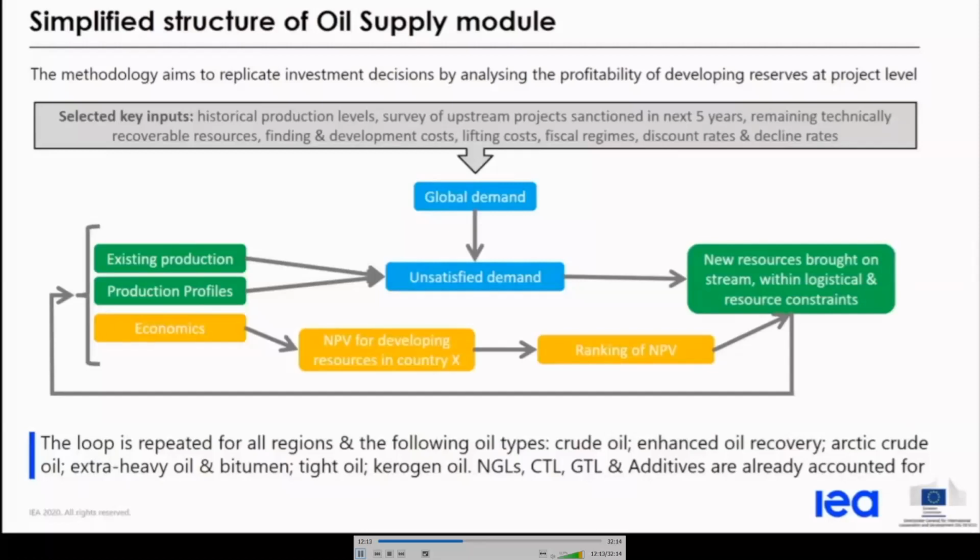The module is an equilibrium model and will assess what further supply is needed based on the excess demand and project economics. It works the economic calculations based on what you've seen in the preceding 2 slides, and it ranks those projects according to NPV. Then it brings on these new resources according to that ranking, subject to any logistical or resource constraints. This loop is then repeated for all regions and all oil types or all gas types.